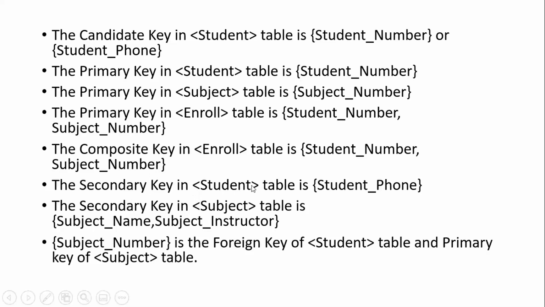Next, the secondary key in the student table is the student phone number, and one more secondary key is student name. Here I am not including phone number. I am taking only subject name and subject instructor as the secondary key in the subject table.